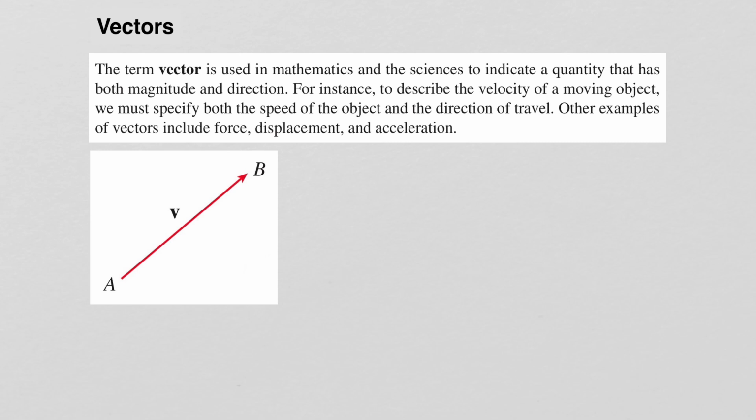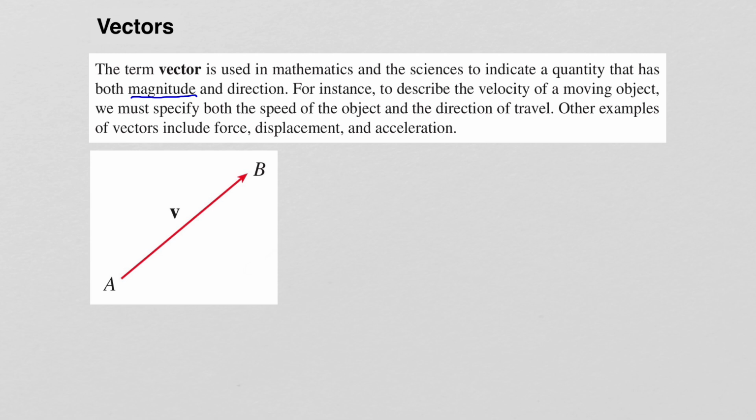The term vector is used in mathematics and the sciences to indicate a quantity that has both magnitude and direction. When we say magnitude, we are referring to the length of the vector. And of course, direction refers to the direction that the vector is pointed. You will notice that a vector is essentially a line segment, but it's pointed in one direction.